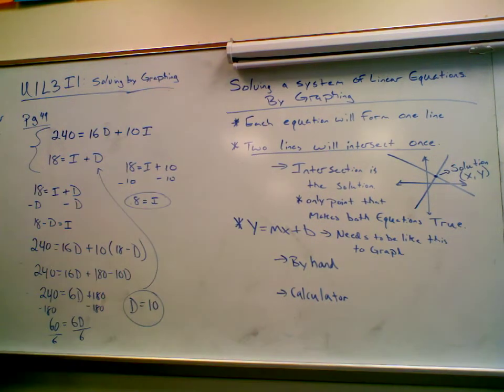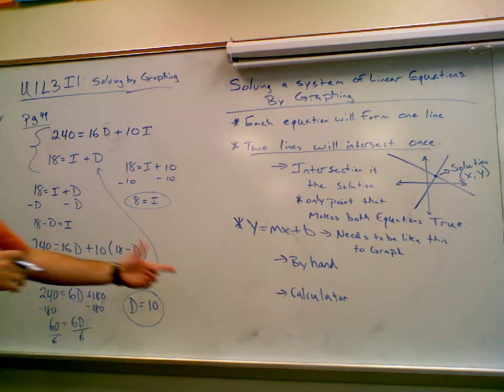Now, if I graph something by hand, is it going to be really accurate? No. What if I use graph paper? It may be a little better, right? What if I use graph paper and a ruler? Even better. But will it be exact? No. Was substitution exact? Yes. Substitution's exact. Is graphing by hand exact? No. What if I use my calculator?